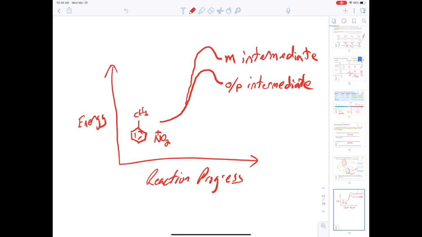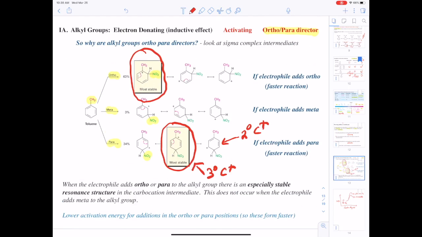That impacts the transition state energy. It makes the activation energy lower to go to ortho-para, makes the reaction rate faster. So you can see here you do get some meta, but that reaction is going more slowly than the reaction heading to ortho or para.